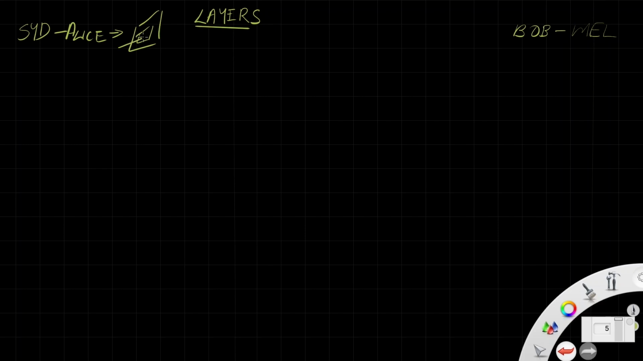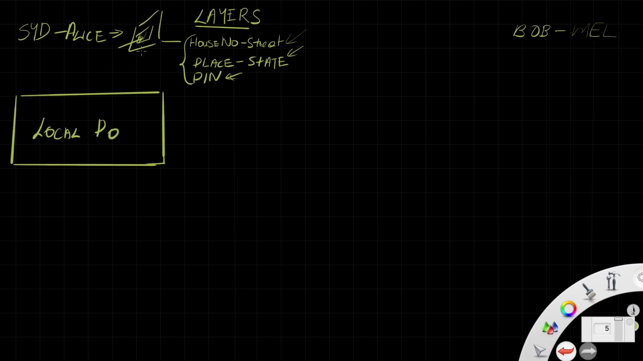Now she has this address right there in the letter. The address has the house number, then the street, then the place, state, and then the pin. This can be slightly different based on where you are and how things work in a different country, but overall this holds good. Now what Alice has done with the letter is she has gone to her local post office. So let's draw that local post office. So this is the local post office. She has gone there and dropped the letter in it.